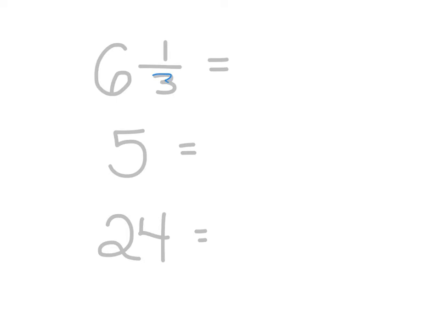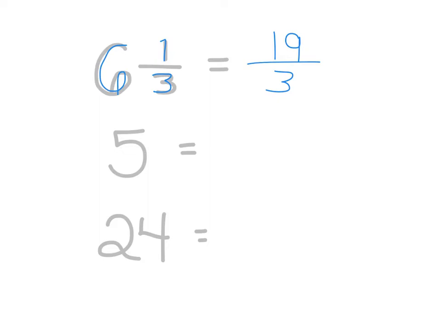You take the denominator and multiply it times the whole number. 3 times 6 is 18. Add the numerator, which is 19, and the denominator stays the same. So 6 1/3 is equivalent to 19/3.